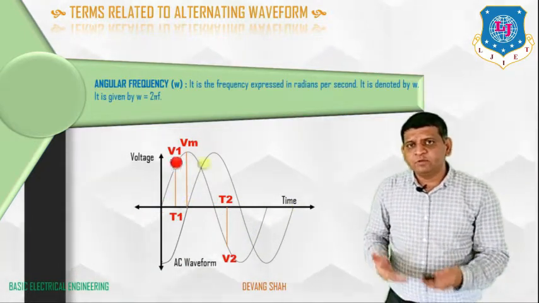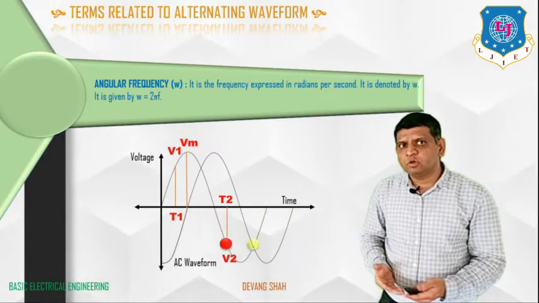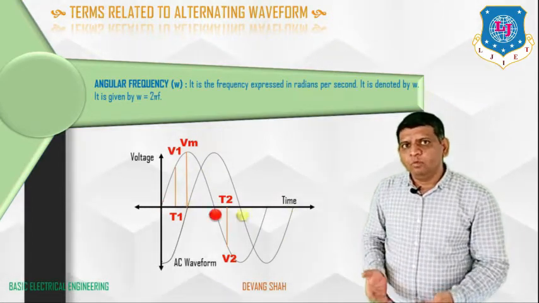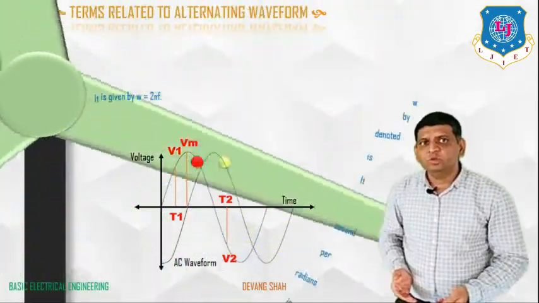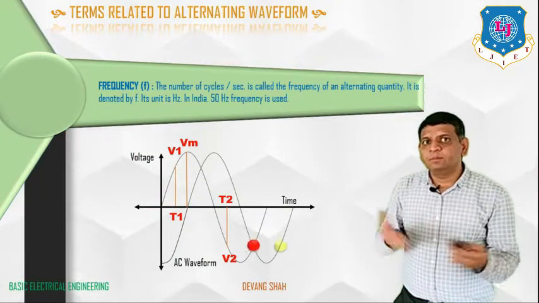Another important parameter we define is the angular frequency omega. It is the frequency expressed in radians per second. It is denoted by omega, and it is given by omega equals 2 pi f. So it's a complete revolution.